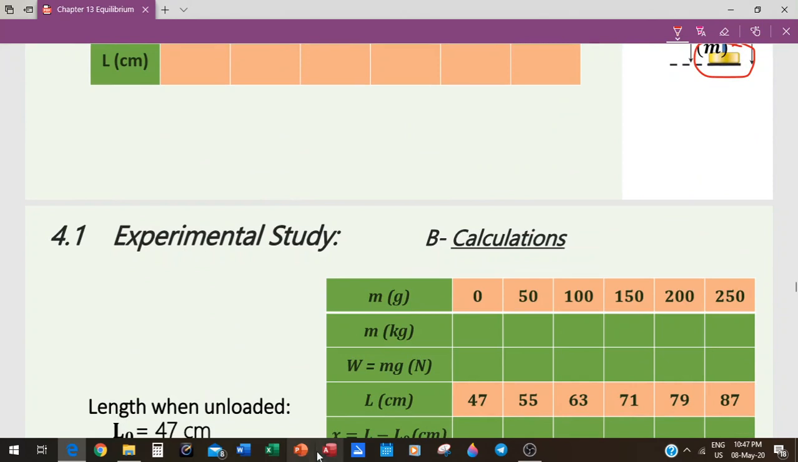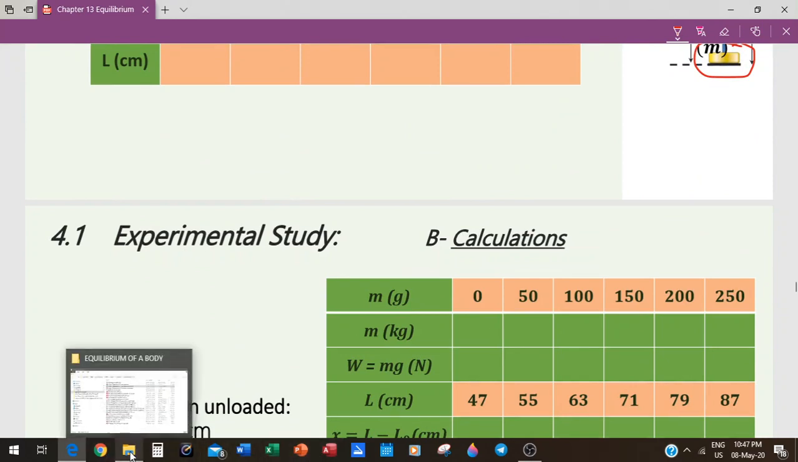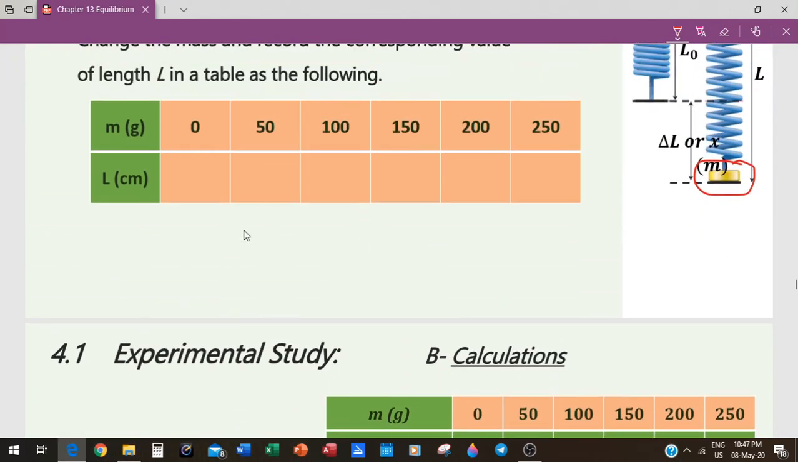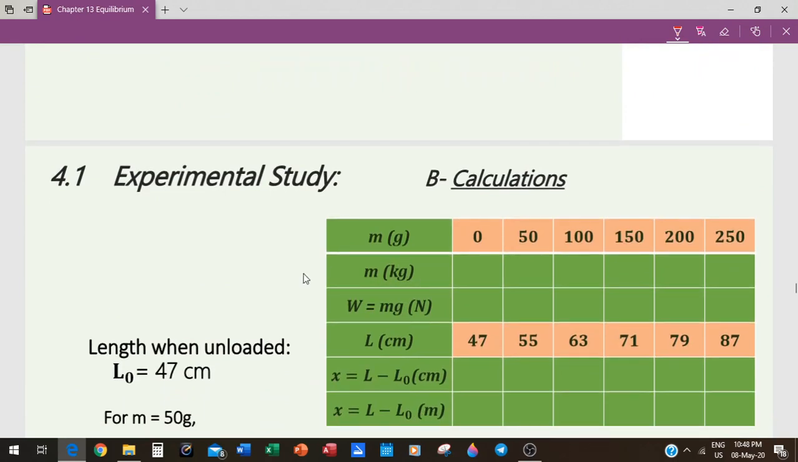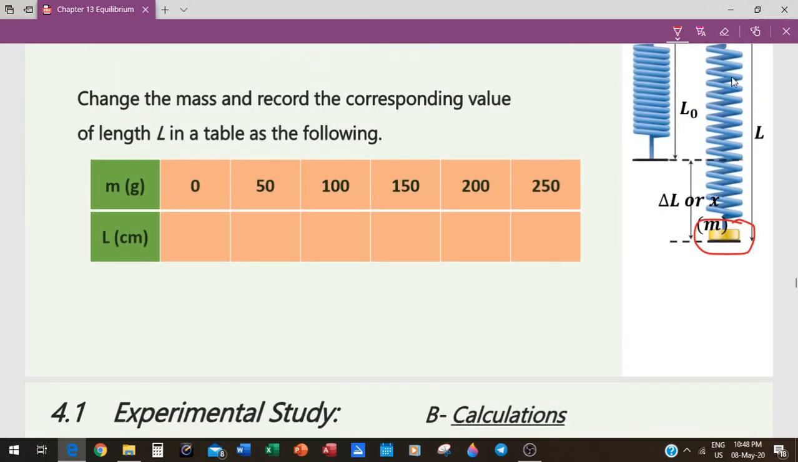Let's go to the PowerPoint, or let's stay here. So here we have the masses and the lengths. We are going to record them here. In this experiment, we are going to study many values: the mass, the weight, and the x, which is the elongation of the spring, the distance from here to here, how much the spring is elongating.